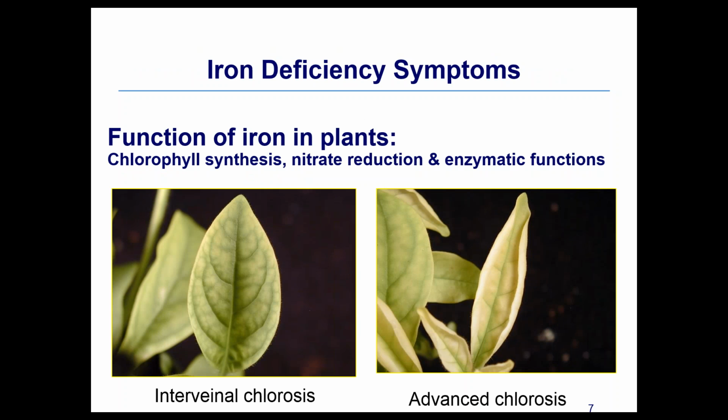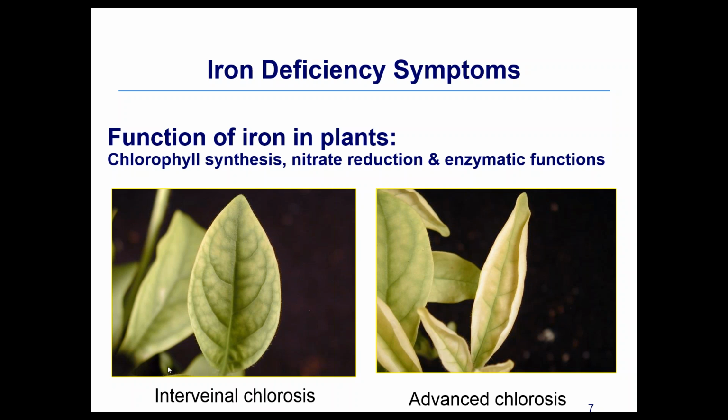To identify the symptoms, there are two things we always want to look at. One is the function of the element, and then we want to know how the element moves in the plant. When we look at iron specifically, it's involved in chlorophyll synthesis. It's involved in nitrate reduction. In other words, it changes the nitrate inside the plant so the plant can take it up, and it's also involved with other enzymatic functions. Because it's so involved with both nitrate reduction and chlorophyll synthesis, the typical symptom of iron deficiency is interveinal chlorosis.